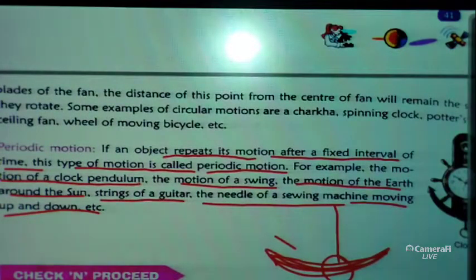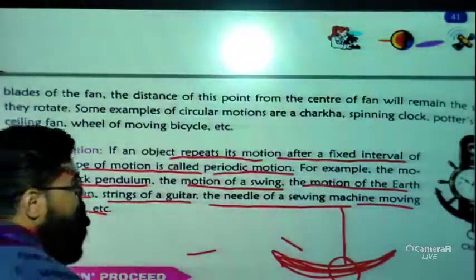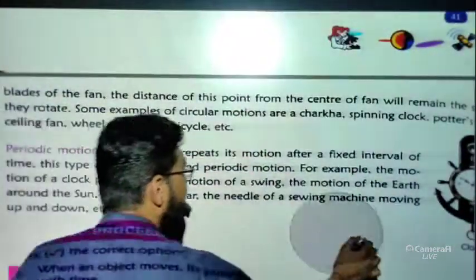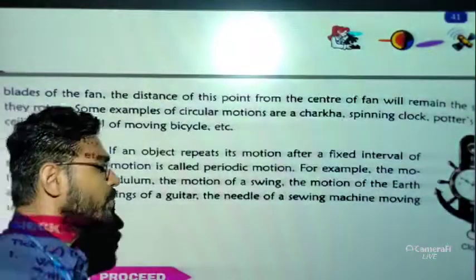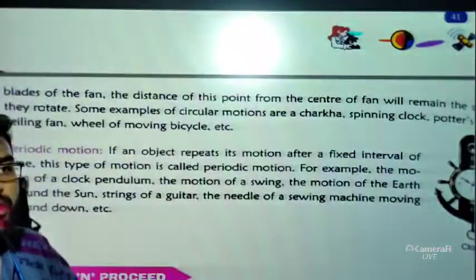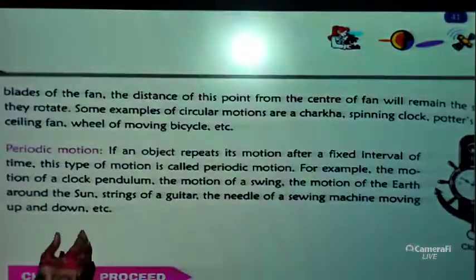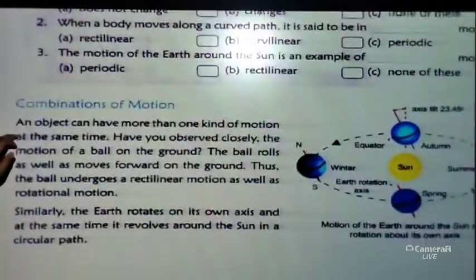So students, we have read about all the motions: straight line motion, periodic motion, circular motion. Now what are we going to do? You have to read these kinds of motions and differentiate them. This question will generally come in your examination: differentiate between straight line motion and circular motion, or straight line motion and periodic motion. So you have to write down the characteristics. A few questions are there, I hope you can do it by yourself.